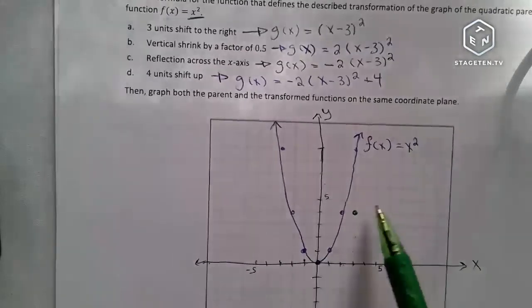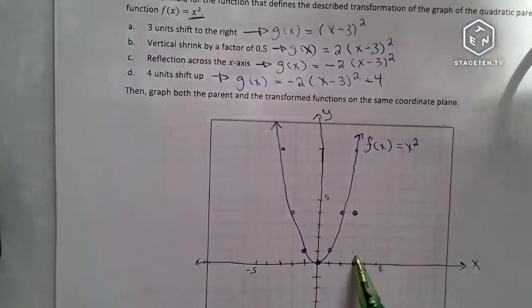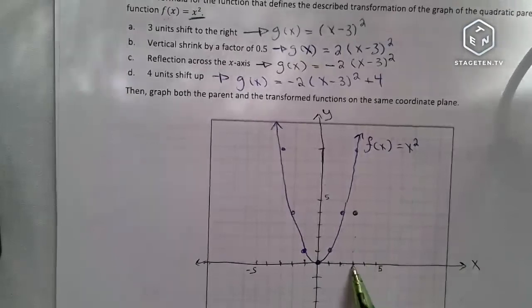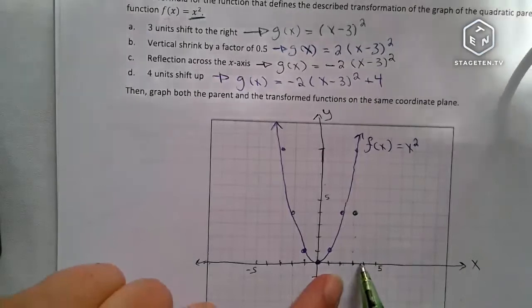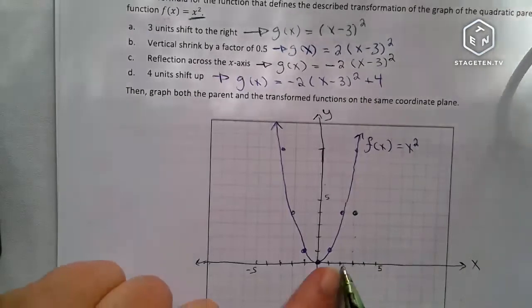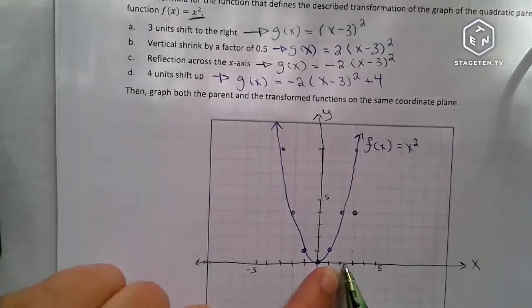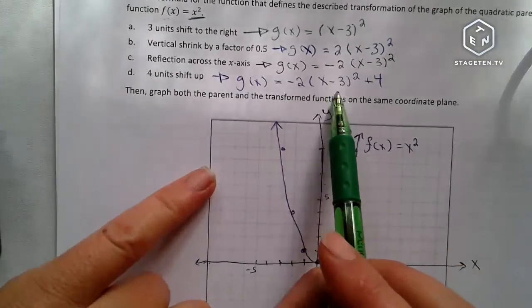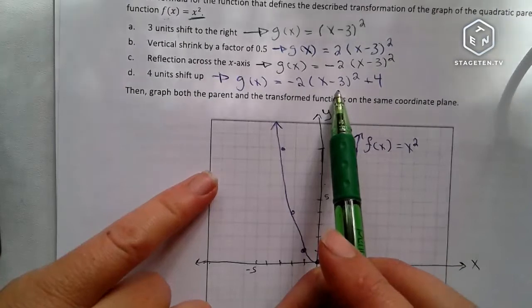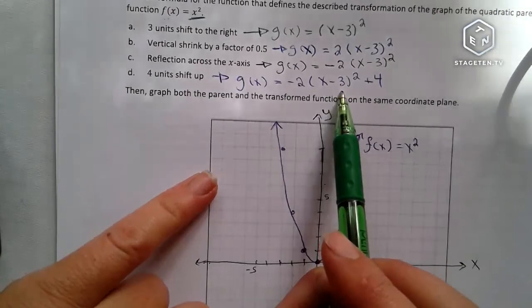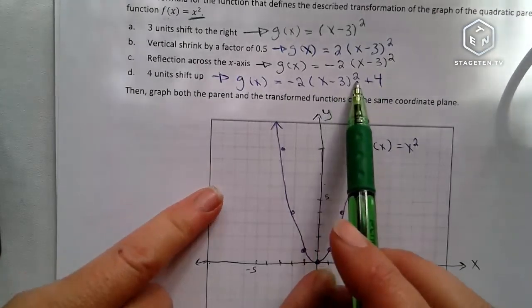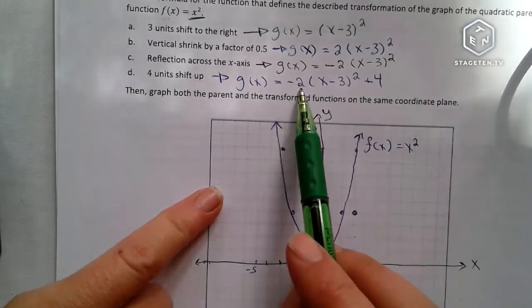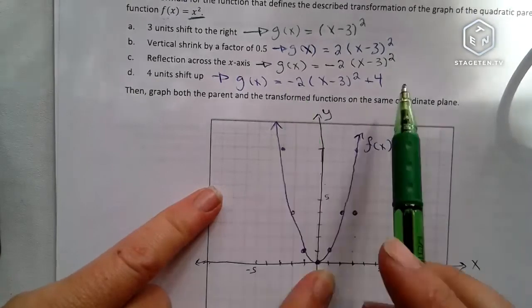I like to do something on either side of the vertex. Since our starting x value is 3, I'm going to go ahead and do 2. So what happens when I plug 2 in? Well, let's see. We have 2 minus 3, which is negative 1. Squared is 1. 1 times negative 2 is negative 2. Negative 2 plus 4 is 2.